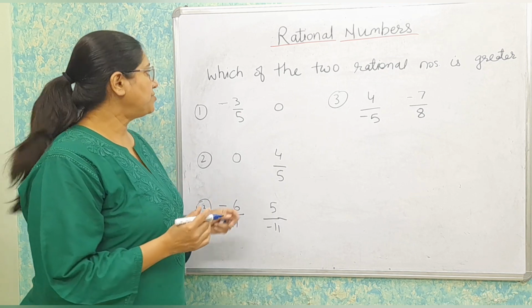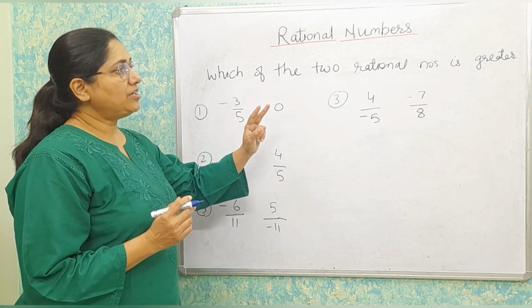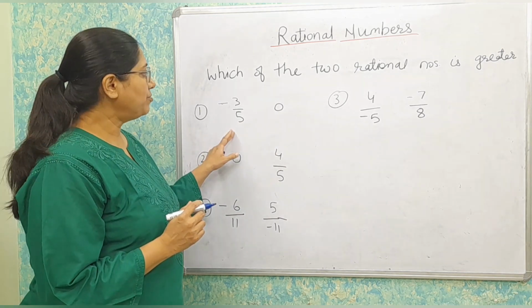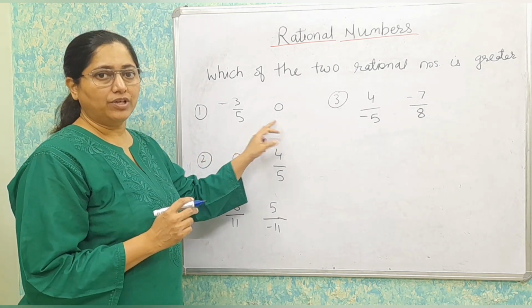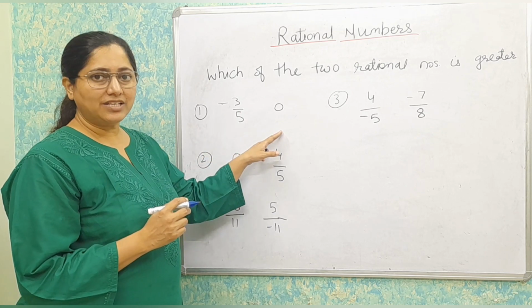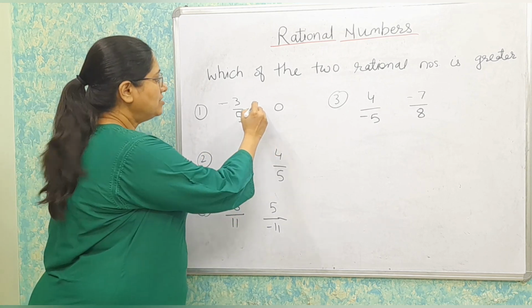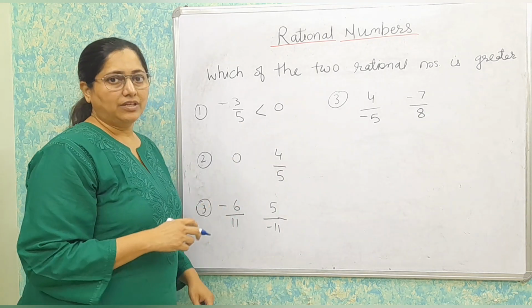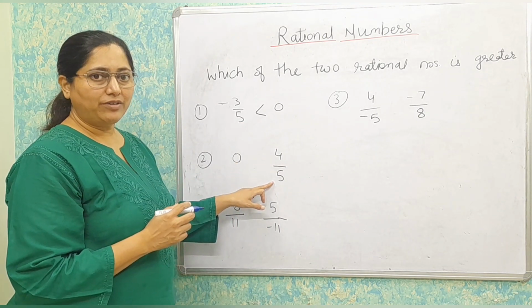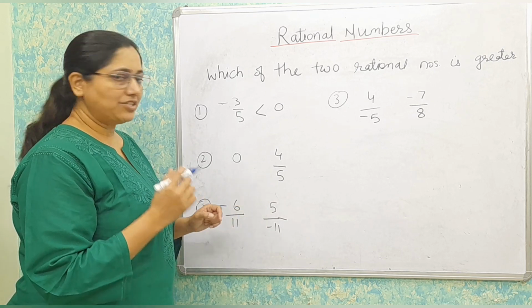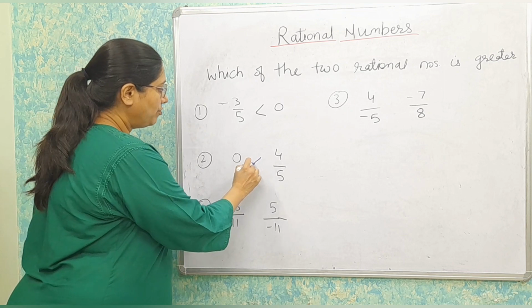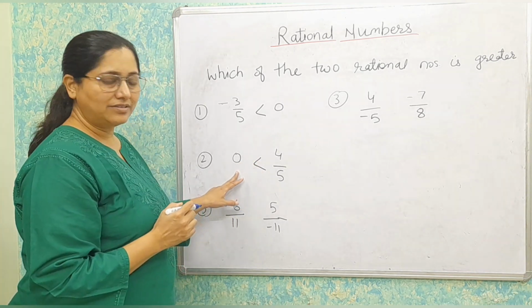Let's move to our next part. Which of the two rational numbers is greater? First example, minus 3 upon 5 and 0. You know that all the negative rational numbers are less than 0. So we can say 0 is greater. In our second example, 0 and 4 upon 5. All the positive rational numbers are greater than 0. So again we can say 4 upon 5 is greater than 0.